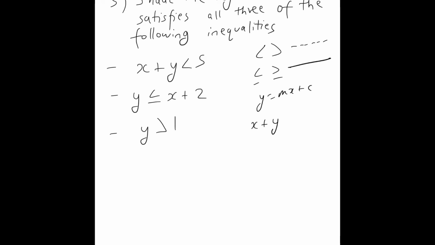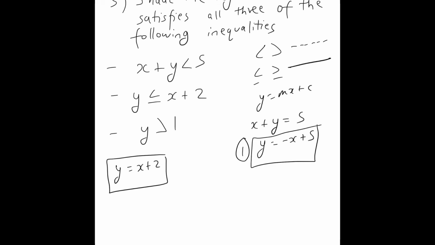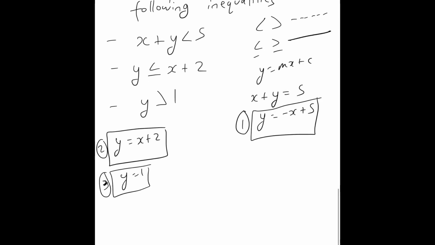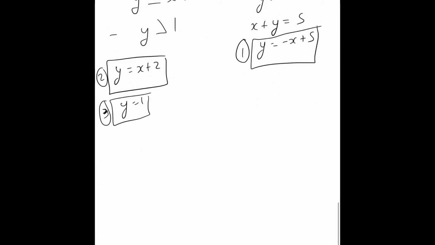So you have here x plus y should be equal to 5. So you have y is equal to -x plus 5. That's one equation. I'm going to write there 1. And you have y is equal to x plus 2. And that is the second equation. And you have y is equal to 1. That's the third equation.